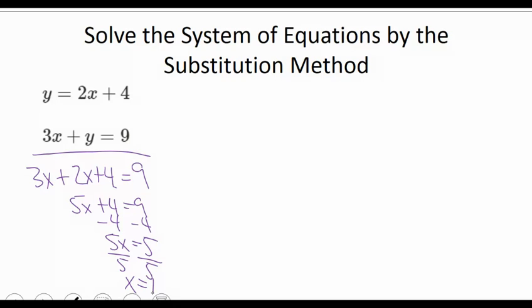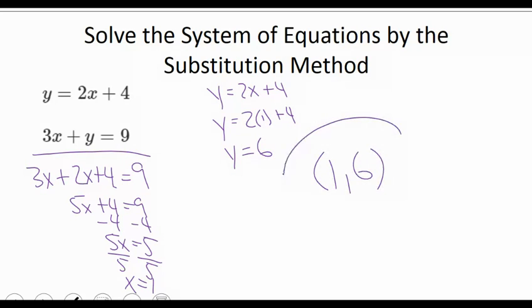Now I can plug this back into either equation. I'm just going to pick the first one. y equals 2x plus 4. In place of the x, I put the 1. So 2 times 1 plus 4. So I do that math. 2 plus 4 is 6, and y equals 6. So my answer is (1, 6). All right, let's do one more.